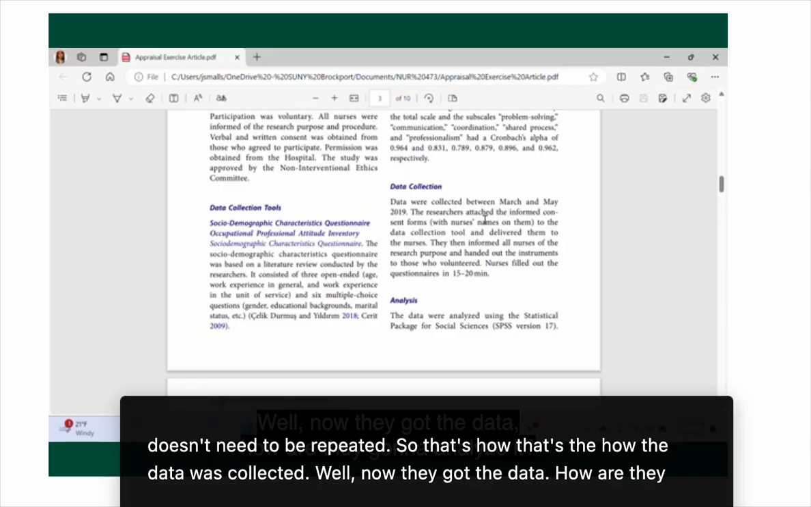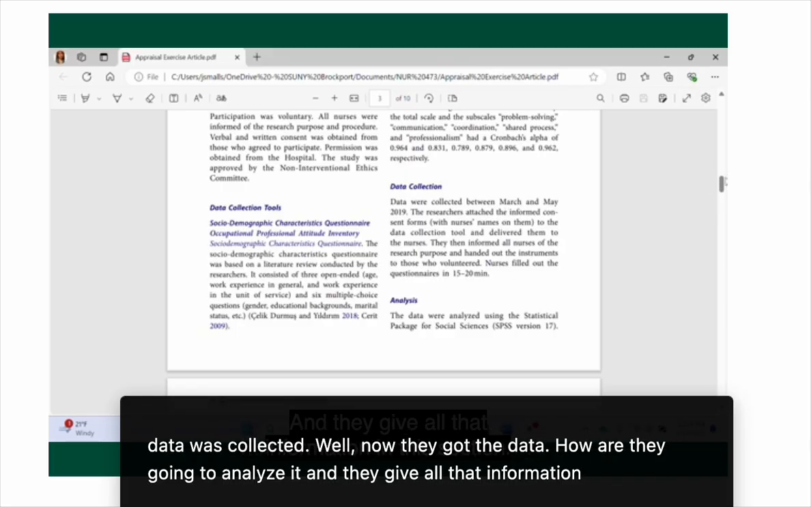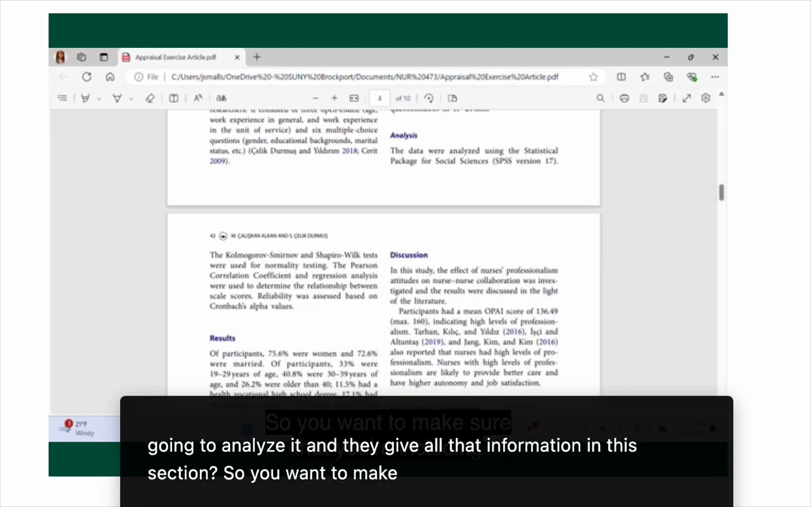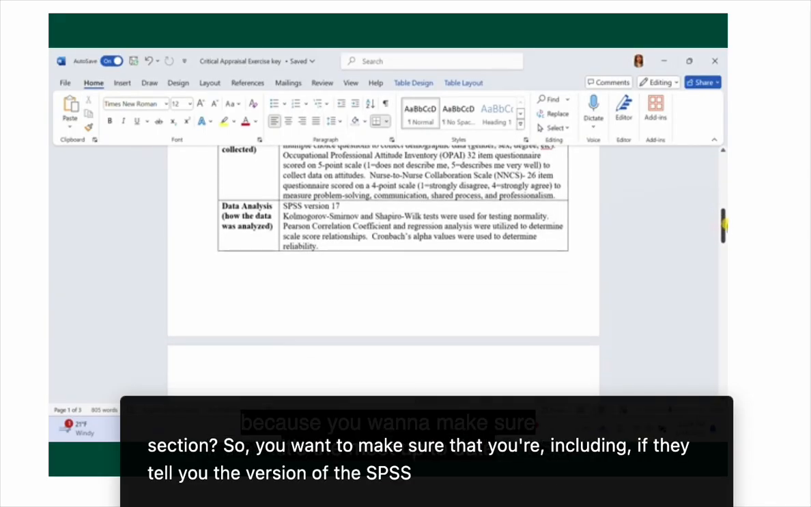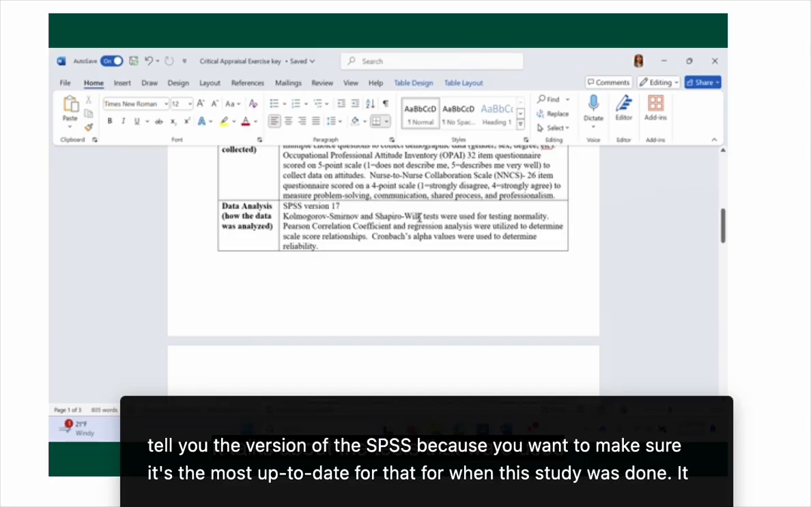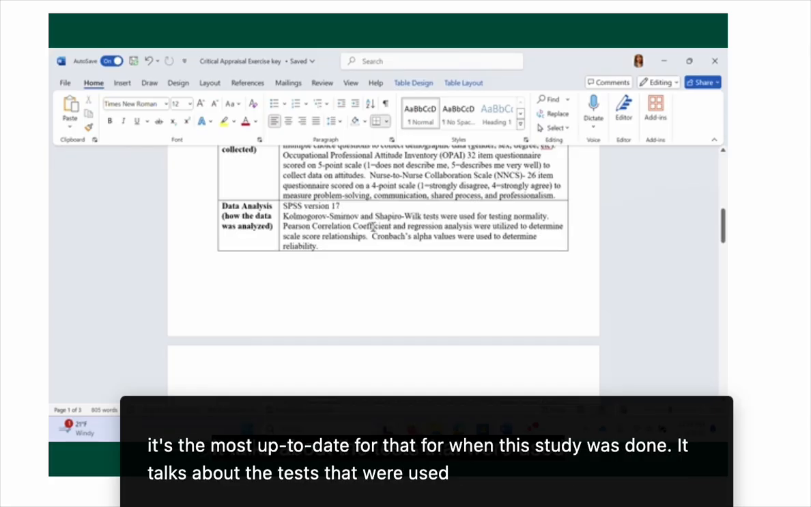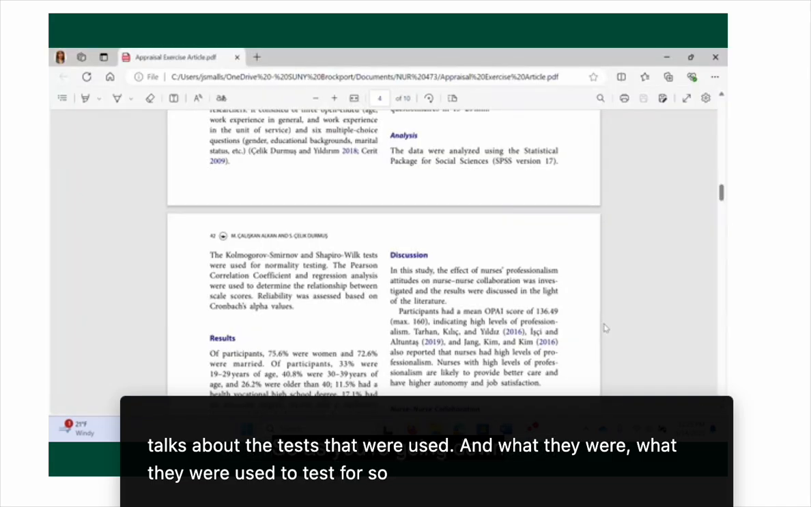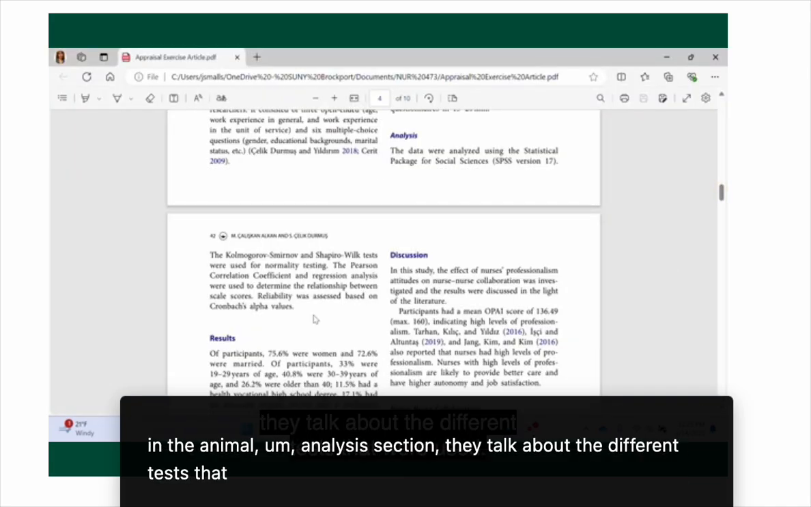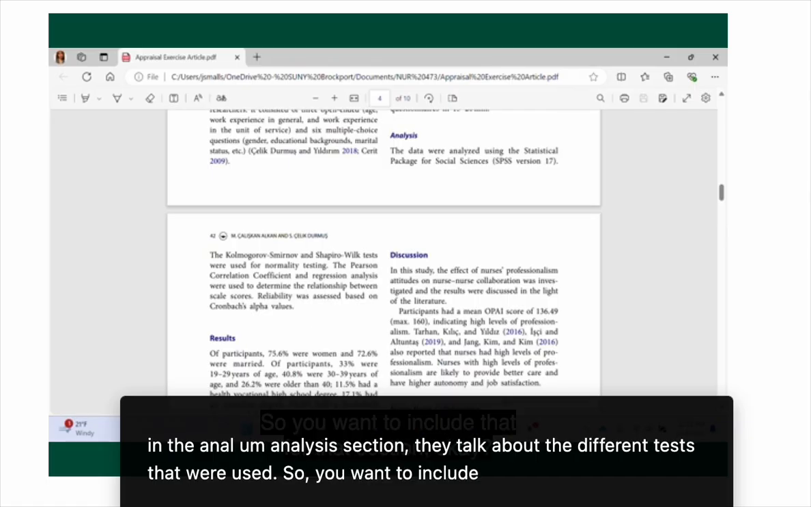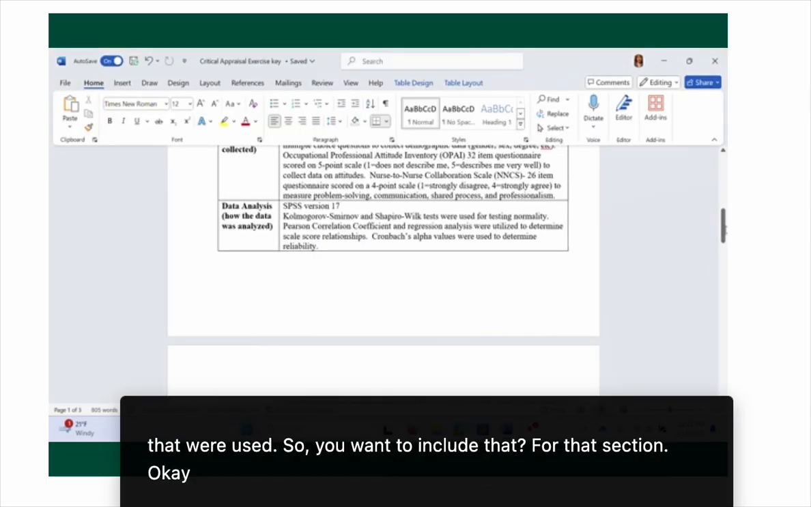Now they got the data, and they had to analyze it, and they give all that information in this section. So you want to make sure that you're including, if they tell you, the version of the SPSS, because you want to make sure it's the most up to date for when this study was done. It talks about the tests that were used and what they were used to test for. So as you're going down and looking in the analysis section, they talk about the different tests that were used. So you want to include that for that section, okay?